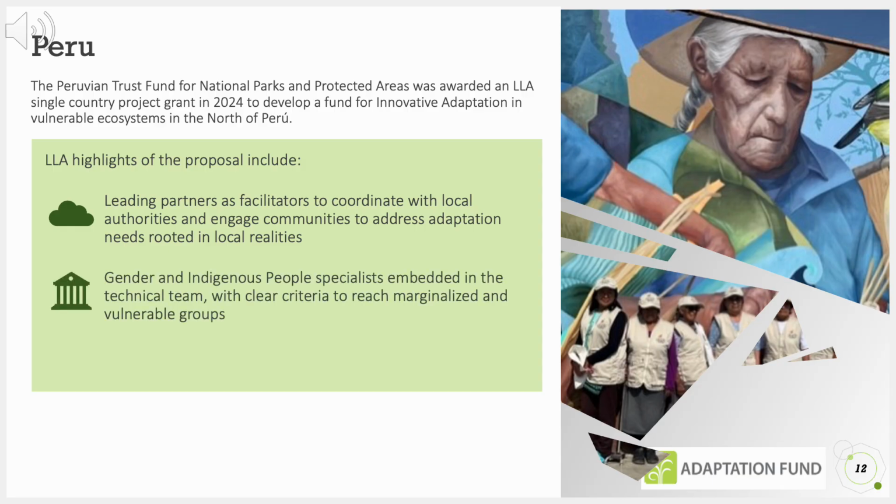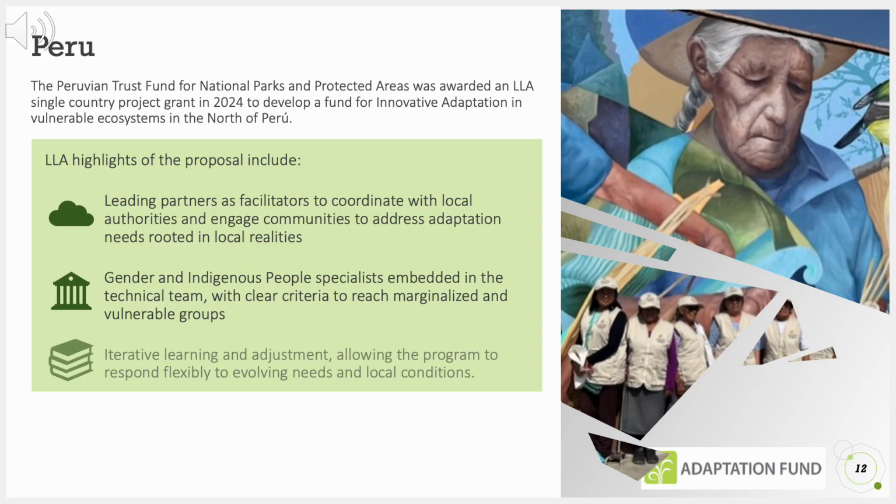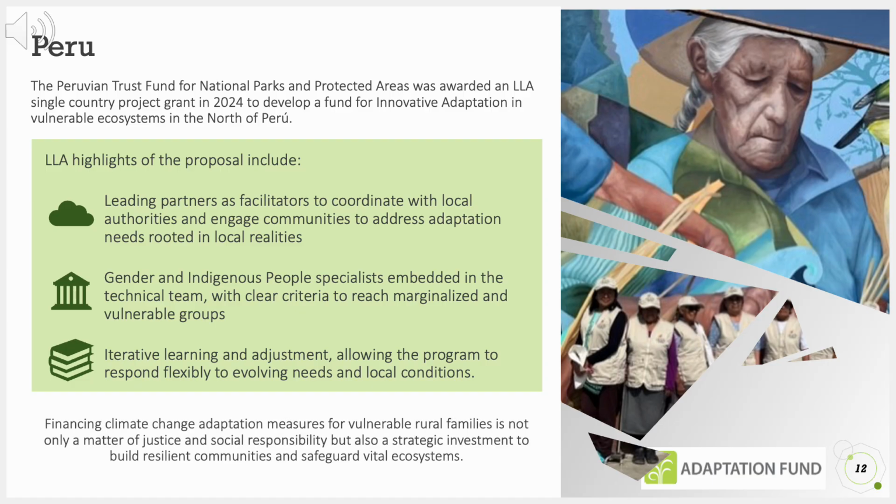Gender and Indigenous people specialists are embedded in the technical team, with clear criteria from the start to reach marginalized and vulnerable groups. A project cycle enables iterative learning and adjustment, allowing the program to respond flexibly to evolving needs and local conditions. Financing climate change adaptation measures for vulnerable rural families in North Peru is not only a matter of justice and social responsibility, but also a strategic investment to build resilient communities and safeguard vital ecosystems.